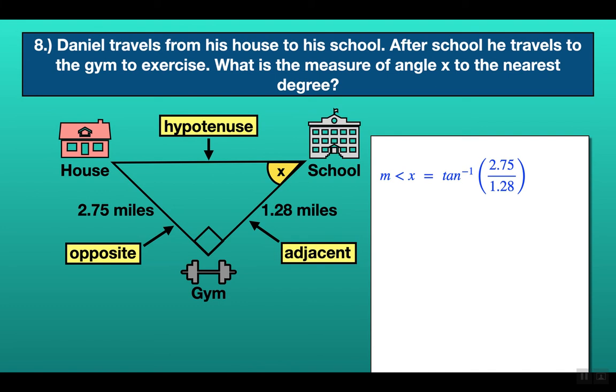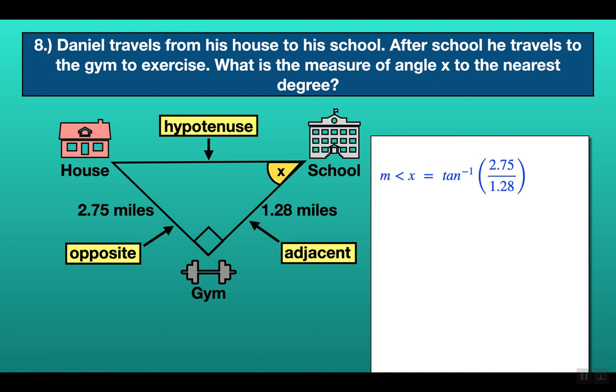Why am I writing 2.75 divided by 1.28? Because tangent is the opposite side divided by the adjacent side. So the opposite side is on the top, the adjacent side is on the bottom. And again, whenever you're looking for the measure of an angle, you have to use those buttons that have the -1. Now that I've written this out, let me tell you how to enter this into the calculator.